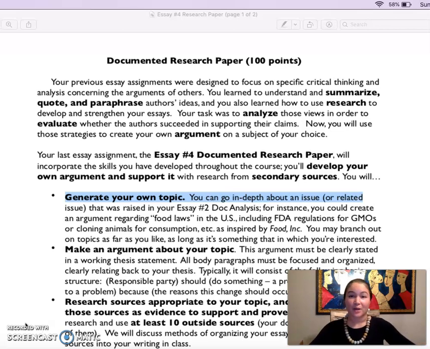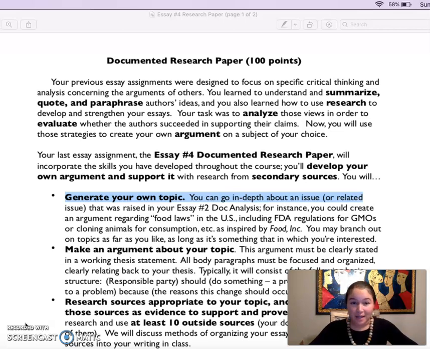Okay, so all of your previous assignments were specific to critical thinking, analysis, looking at the arguments of others, disassembling them, explaining them, knowing how to rationalize your views on it, your side, and you learned how to do all these things: summarize, quote, paraphrase authors' ideas. We're going to look more at quoting, paraphrasing, and integration of sources. But for now, you've learned how to do some of this already. You also learned how to do research, develop and strengthen your essays.